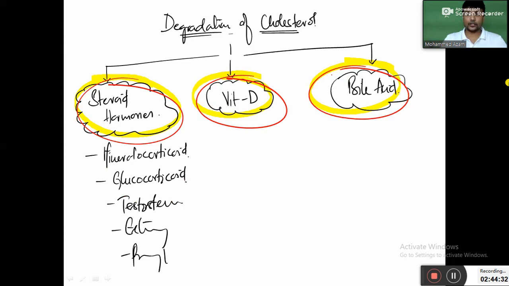In some people's minds, it is like cholesterol is very bad. Look at that. It is forming steroid hormones, very good. Vitamin D, very good. Bile acid, very good. Then how come cholesterol is bad? Excess of cholesterol is bad. Cholesterol is not bad. Excess of cholesterol is bad. Cholesterol is actually very good.